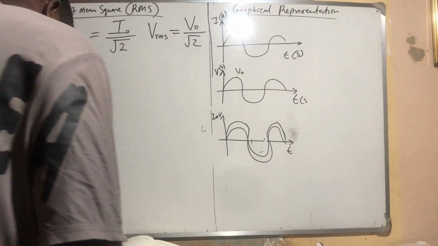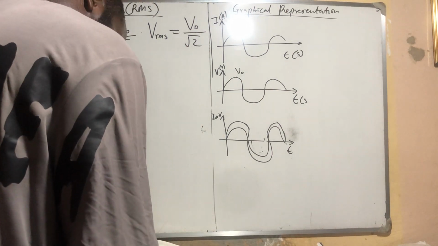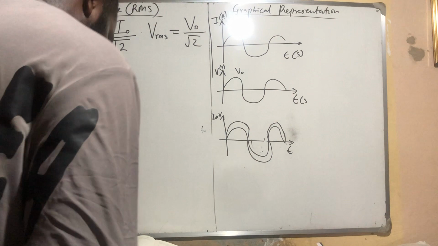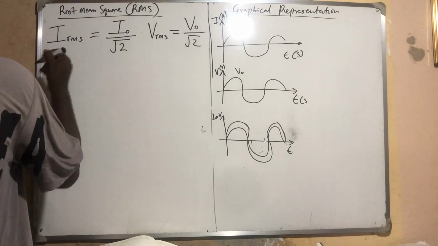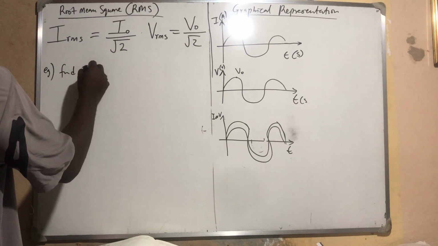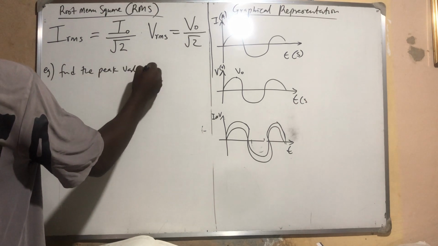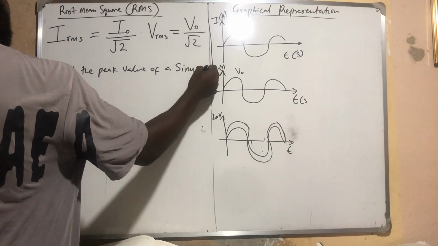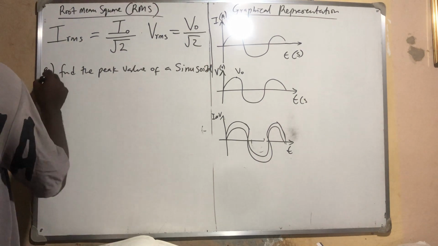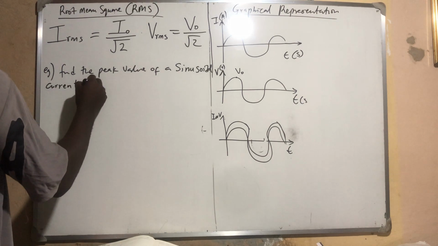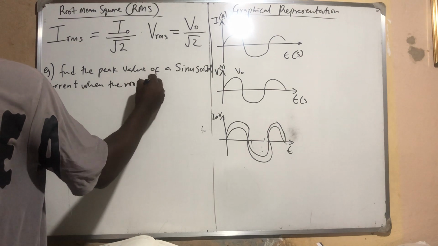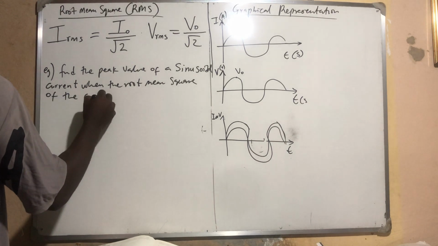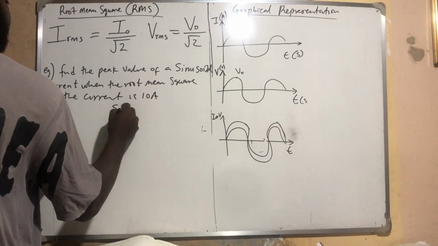So let us have some calculations. Example one: find the peak value of a sinusoidal current when the root mean square of the current is 10 ampere.